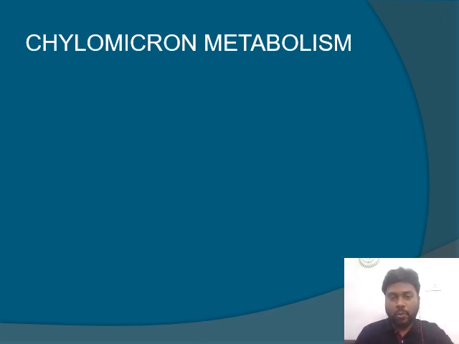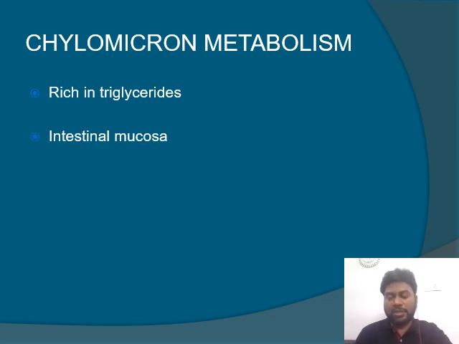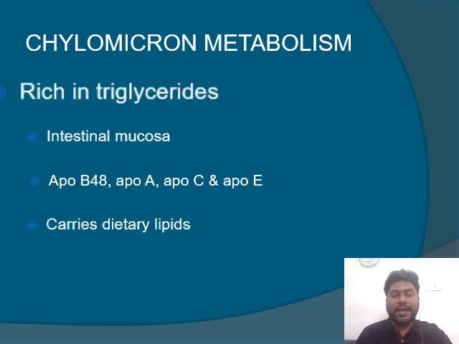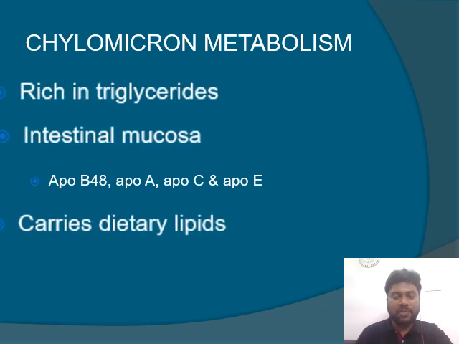These chylomicrons, which are rich in triglycerides, are synthesized mainly within the intestinal mucosa. It is the only lipoprotein which contains all the different types of apolipoproteins: ApoA, B48, ApoC and ApoE. It mainly helps in the transport of dietary lipids, that means mainly the dietary triglycerides, from the intestine to the peripheral tissues. Now we will see in detail how they are synthesized in the intestinal mucosa and how they transport dietary triglycerides to peripheral tissues.